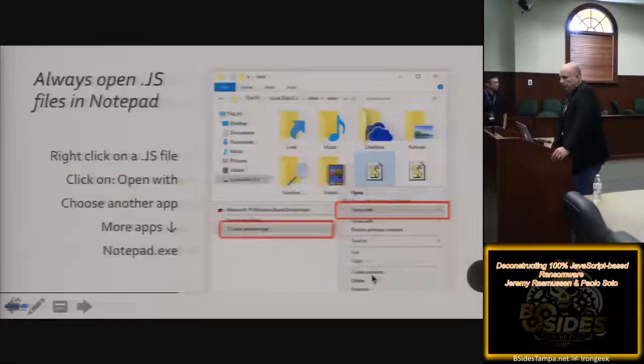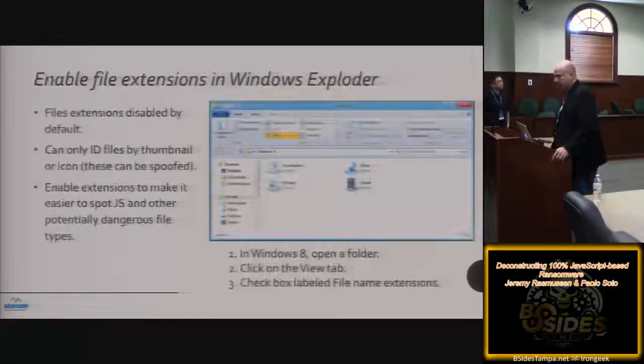There's some basic stuff, like you can always open JavaScript files with Notepad, right? Don't execute them. That might keep unsavvy users from clicking on bad attachments. How about just enabling file extensions in Windows Explorer? In Windows 8, just open a folder, click the View tab, and click on file extensions, and they'll show up. Although my wife probably wouldn't know what file extensions are.